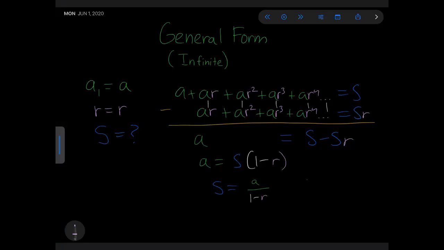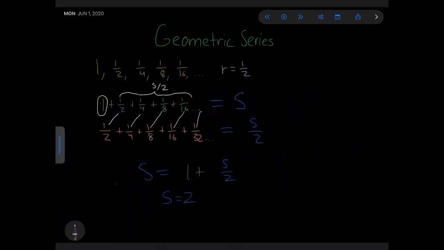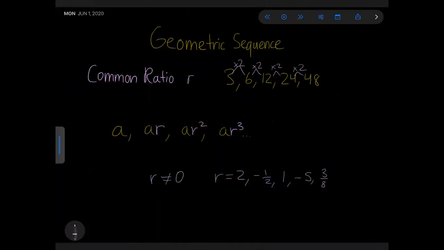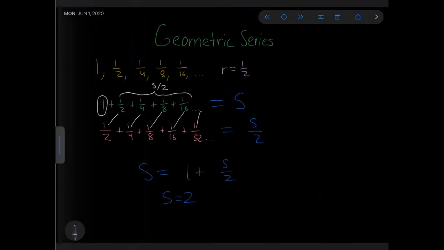There is a catch though. This only works if the absolute value of r is less than 1. Why is that? Well, if the absolute value of r is greater than 1, let's go back to our 3, 6, 12, 24, 48, our sum is going to be infinity, right? It's going to be an undefined number. There's not going to be a set value. This only works if you have a sequence that's decreasing in magnitude over time.